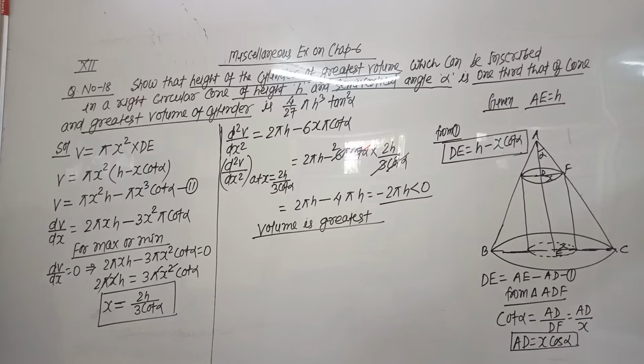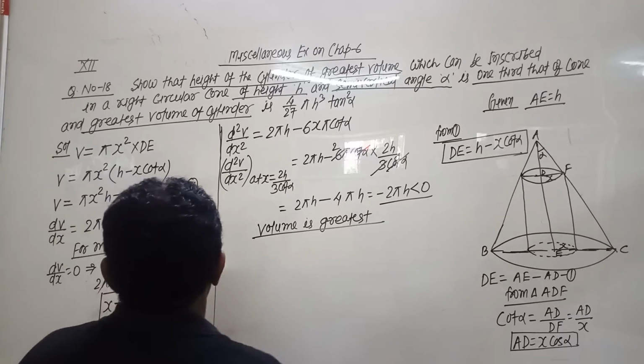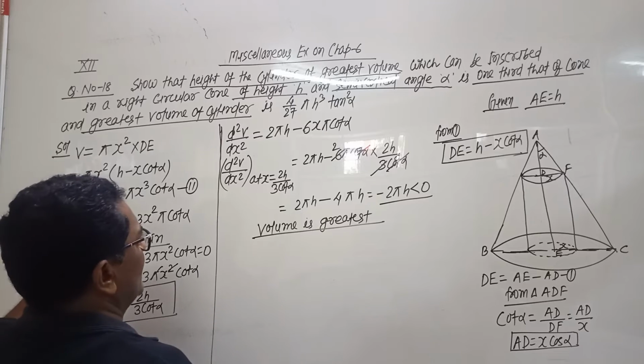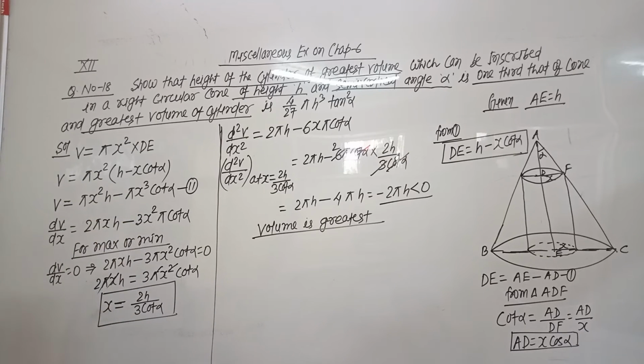Now we have to find that the volume of the cylinder is 4 by 27 pi h cube tan square alpha. So put the value of x in the second equation.